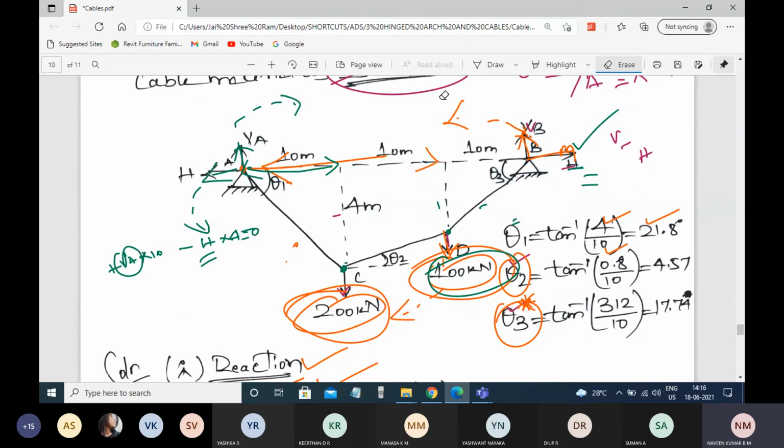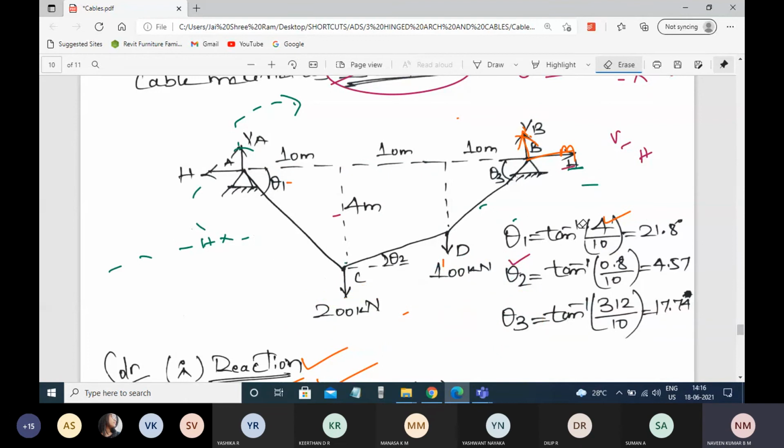So now you can easily calculate the angle theta 2 as well as theta 3. Theta 1, I hope it is clear how to find this. Now we got this distance as 3.2 meter. The distance from here to here is 4, so the difference, 4 minus 3.2, equals 0.8. So this distance is 0.8 and this distance is 10 meter, right?